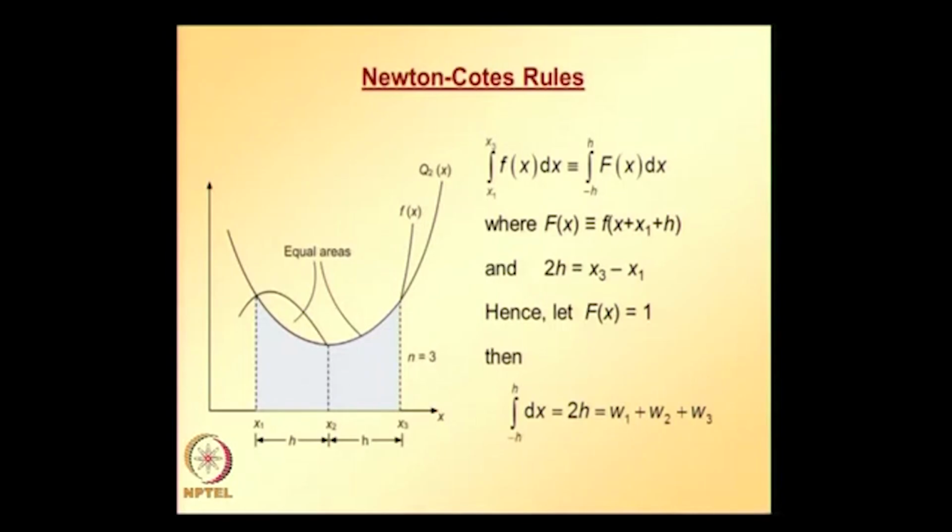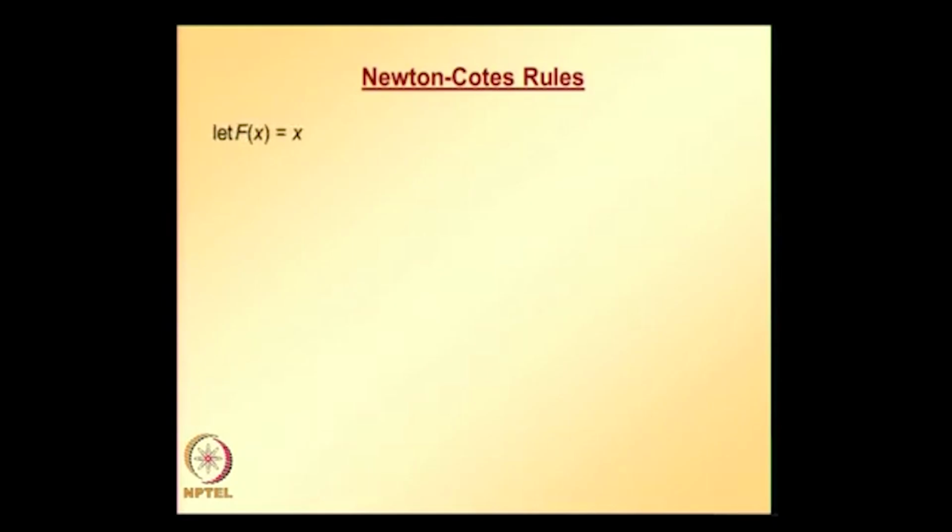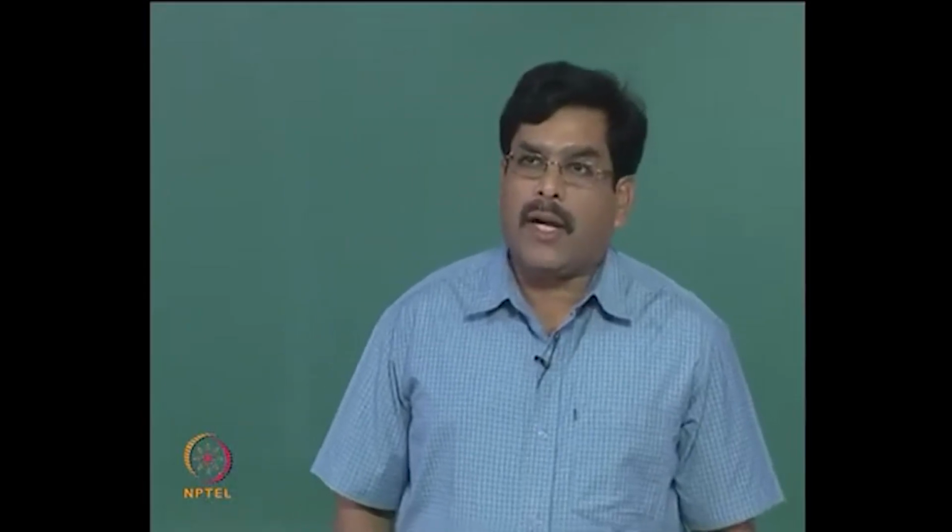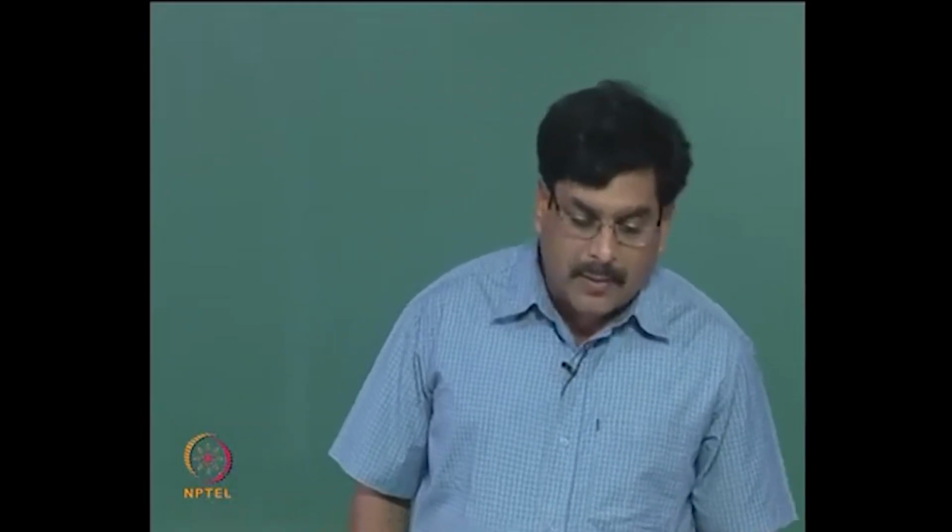Now let us say f(x) is equal to x. Again apply that equation which we have already seen. Replace f(x) with x and integrate between the limits -h and h, x dx. Since x is an odd function and we are integrating an odd function over a symmetrical domain, -h to h, the integral turns out to be 0, and this is approximated as W1 times the function evaluated at x1.